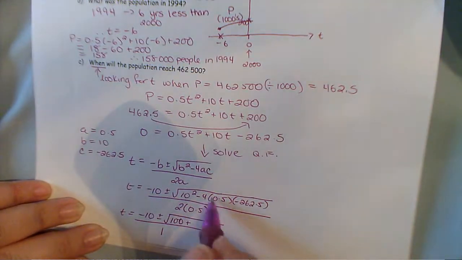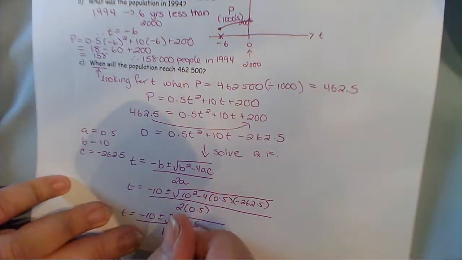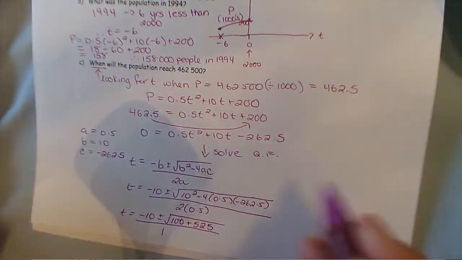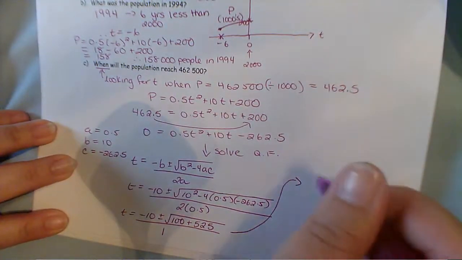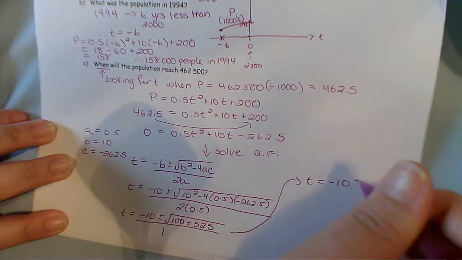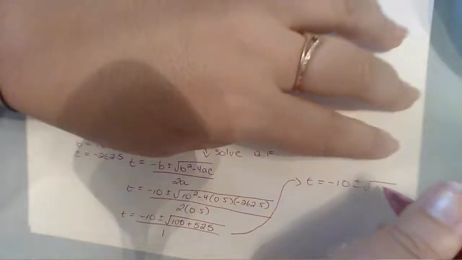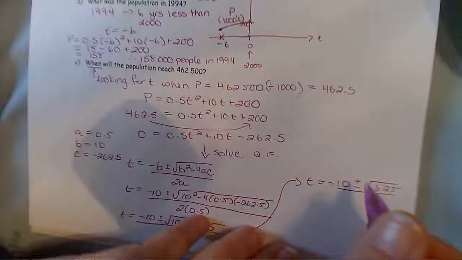Half of 4 is 2. So 4 times 0.5 is 2, but we times that by 262.5, and we get 625. So it looks like we're going to actually get some nice numbers. So this might have actually been factorable quite well. So T equals negative 10 plus or minus the square root of 625 all over 1.